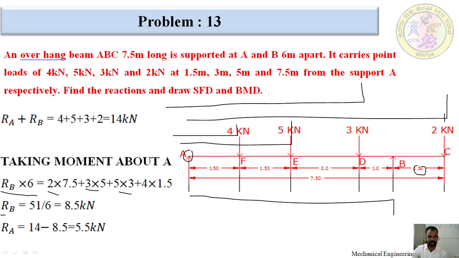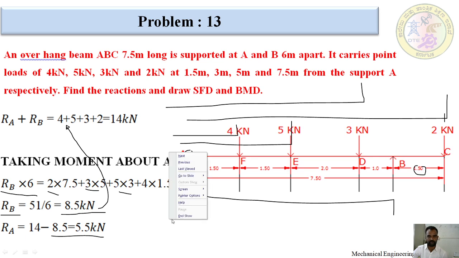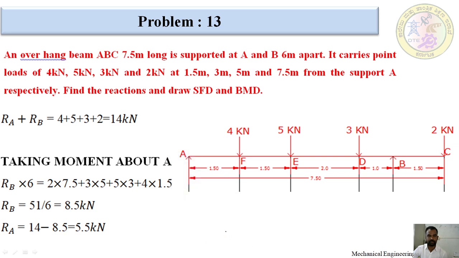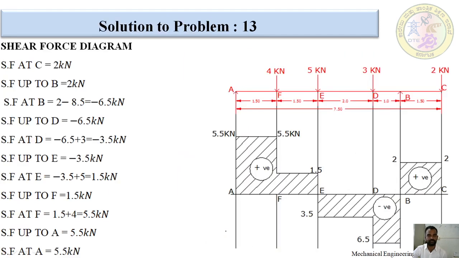After that, we find RB value is equal to 8.5 kilonewton. Next, how are we supposed to find the RA value? Put this value in this equation, and we get 5.5 as the RA value. Okay, up to here we would have understood very well. Next slide, we are going to have the calculation of shear force values.